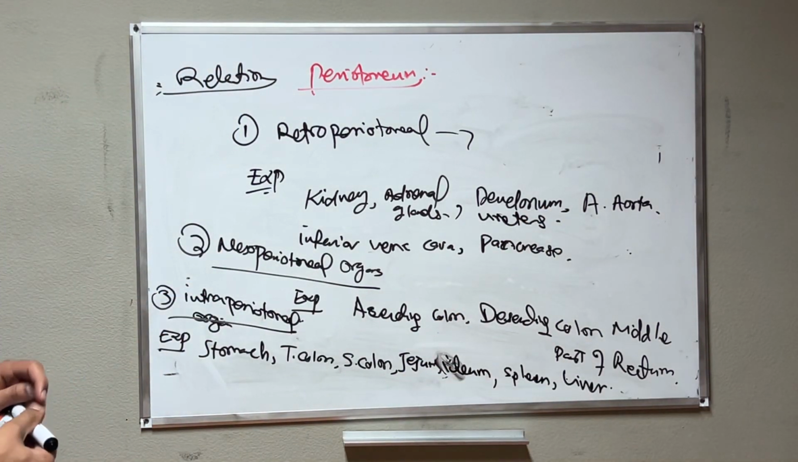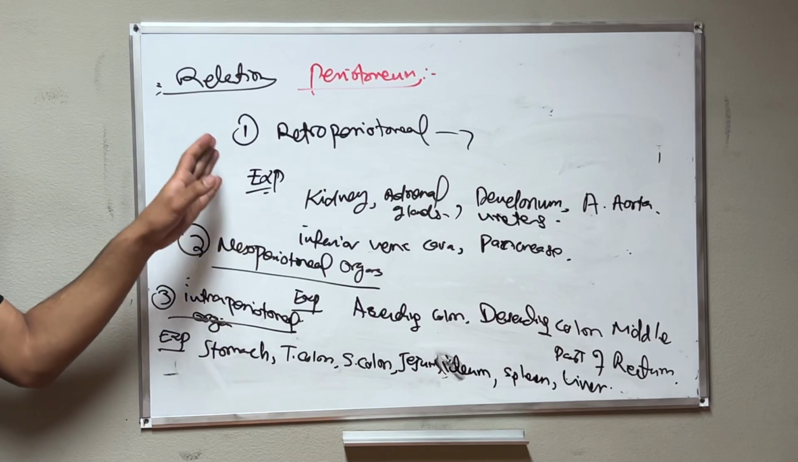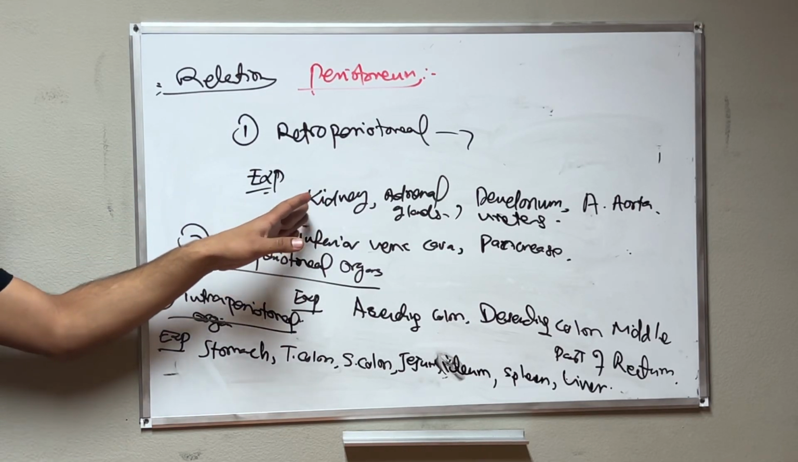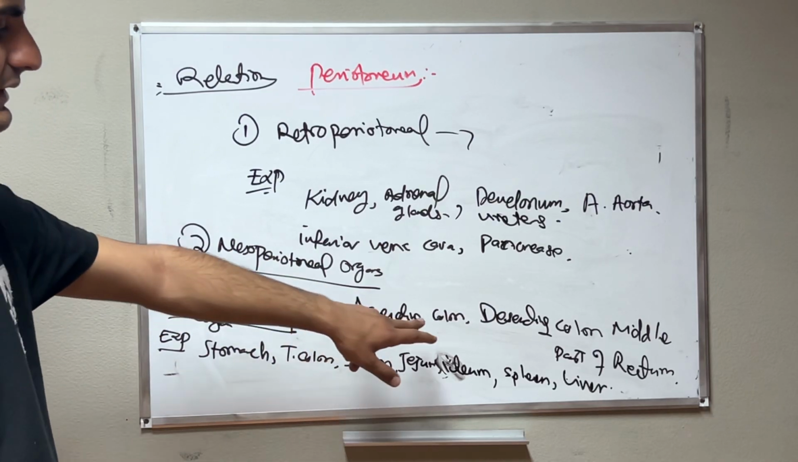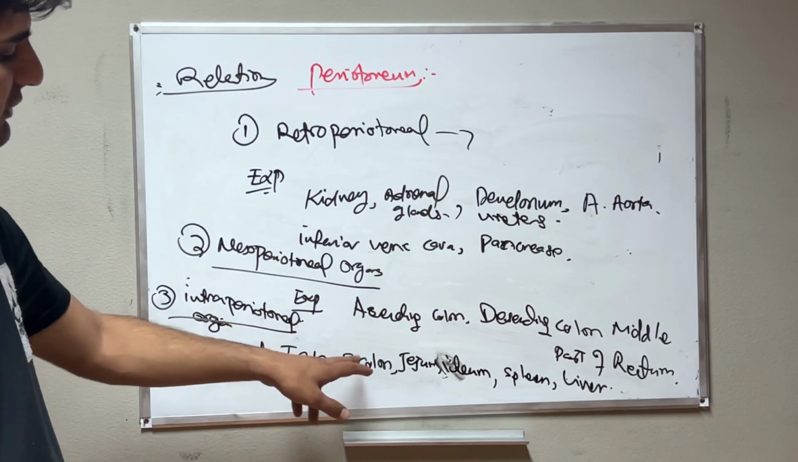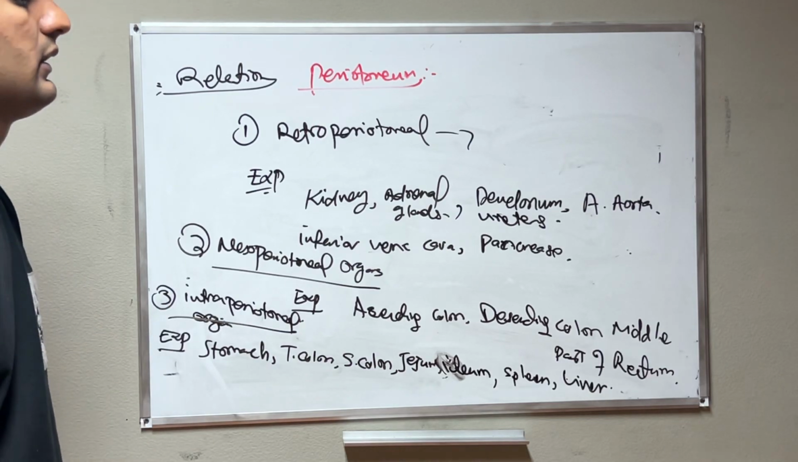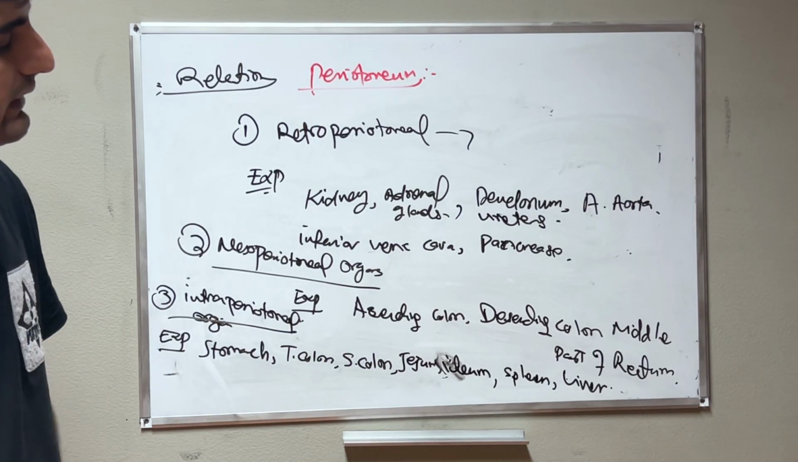These are the retroperitoneal organs, which are covered only from the front side. These are the mesoperitoneal organs, which are covered from three sides. And these are the intraperitoneal organs, which are covered from all sides, or four sides.